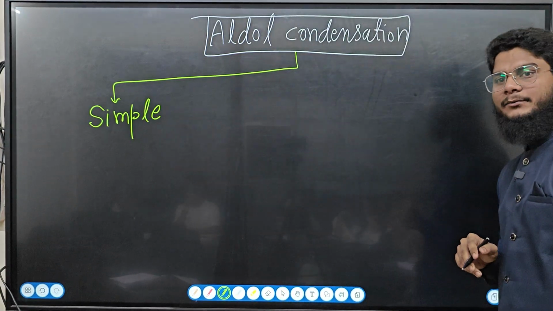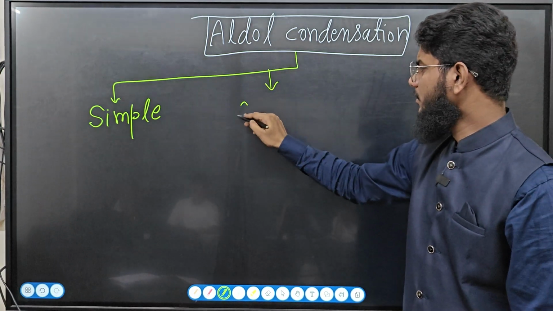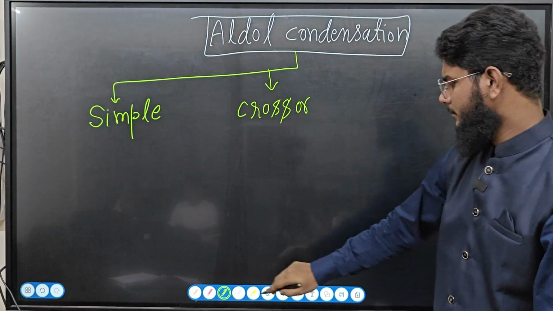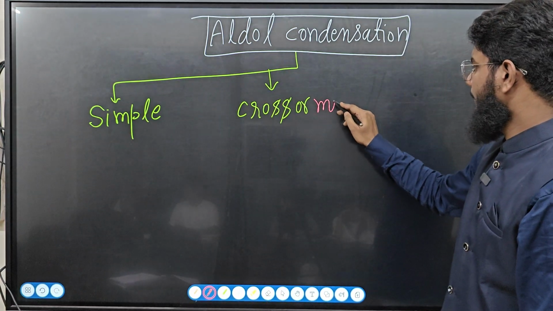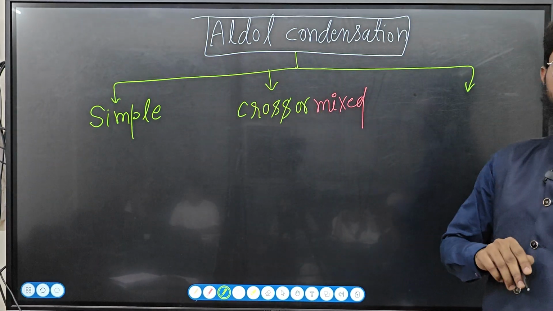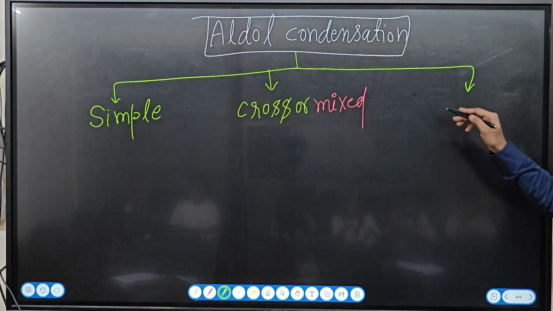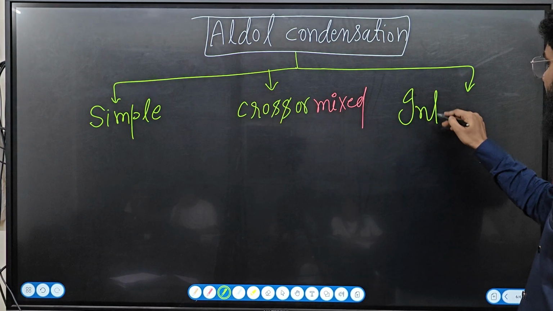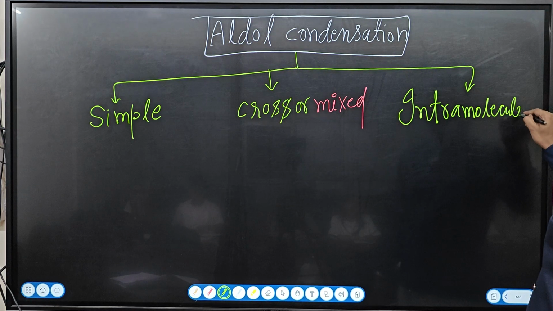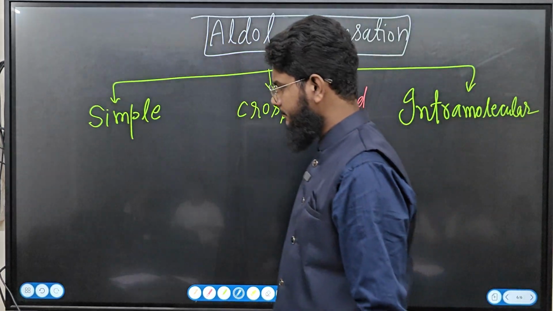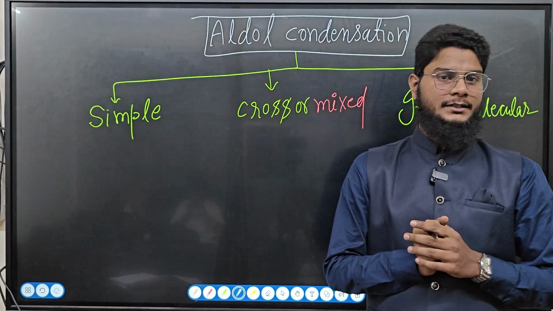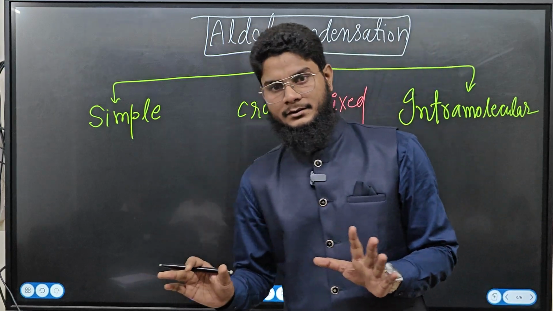The second one is known as cross aldol, or you can say mixed aldol. And the third one is your intramolecular aldol condensation. Now in this case, the first one, in case of simple aldol condensation, only one carbonyl compound will undergo aldol condensation.